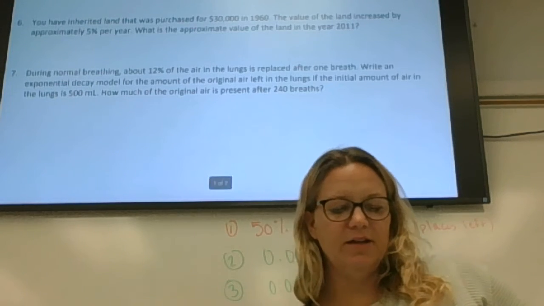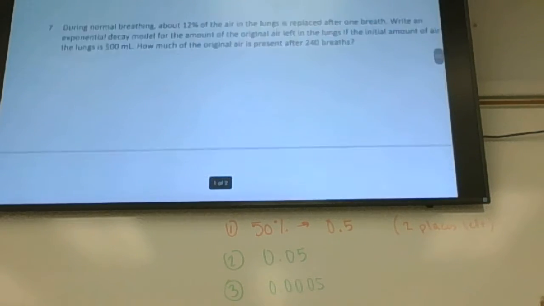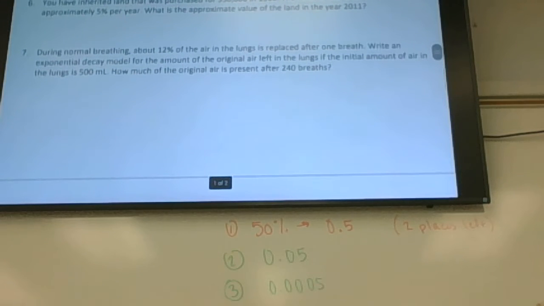You inherit land that was purchased for $30,000 in 1960. Are any of you ready to inherit land? Anybody got land in Georgia or something? My grandma's got land in South Carolina. No? Okay. So it was purchased back in 1960. The value of the land increased 5% every year. How much was the land worth in 2011?